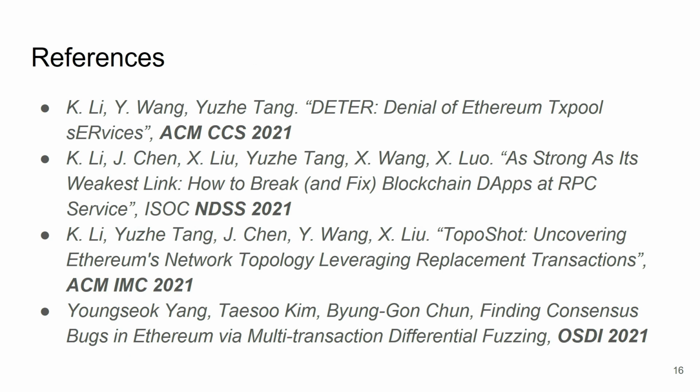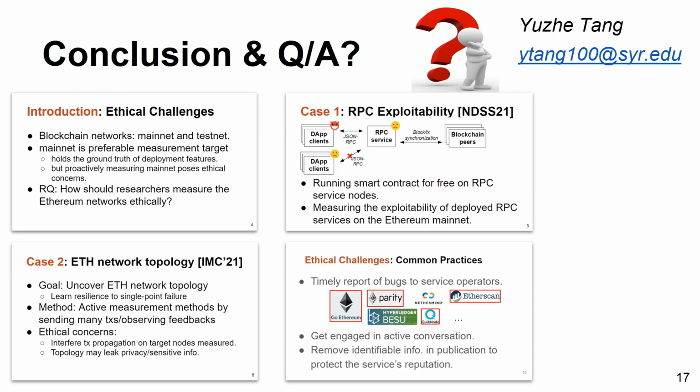Okay, here are all the papers we used in this talk. In summary, we reviewed some papers to find how they face ethical concerns and how they solve them. And also, we identify some open ethical challenges that will be met by researchers. Yeah, that's my talk, and thank you for your time.